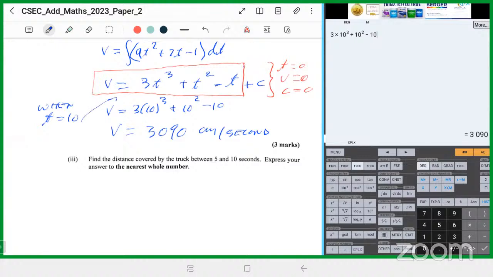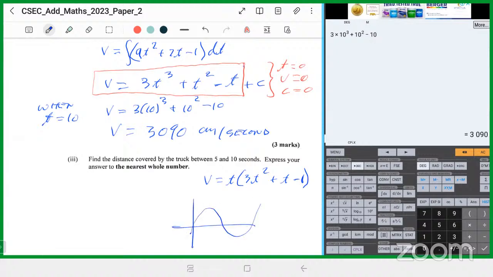So I'm going to factorize this velocity function and write it as t times (3t squared plus t minus 1). This can't factorize further. So to get where it crosses the t-axis, it's going to go like this.